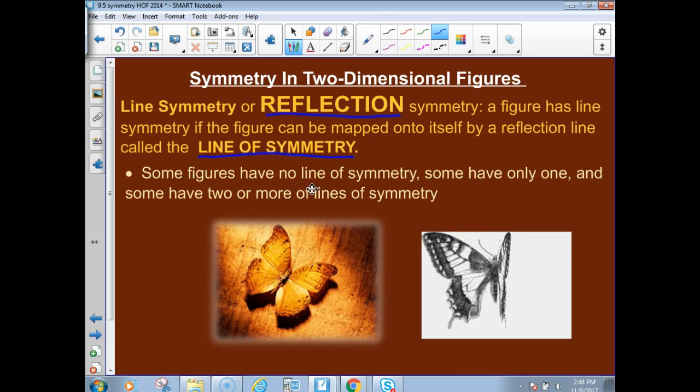Some figures have no line of symmetry. Some you can't cut in half, and some have only one, and some have two or more, okay? The butterfly has one, all right? One line of symmetry that cuts that butterfly in half. Not that I want to cut him in half, but. Okay, anybody still need this for filling in?